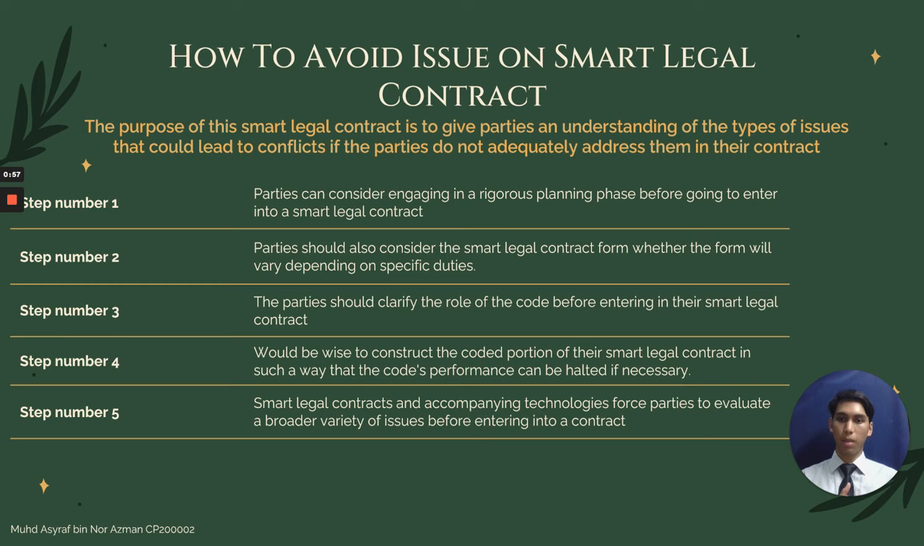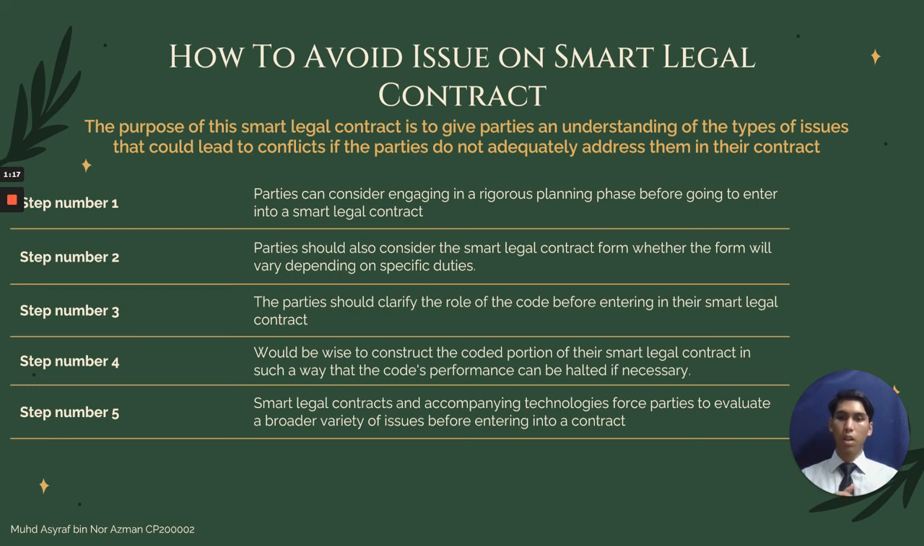As for the third step, to avoid issues on smart legal contracts, the parties should clarify the role of the code before entering into their smart legal contract. It includes whether the code is intended to define as well as perform contractual obligations, or it is only designed to perform them.